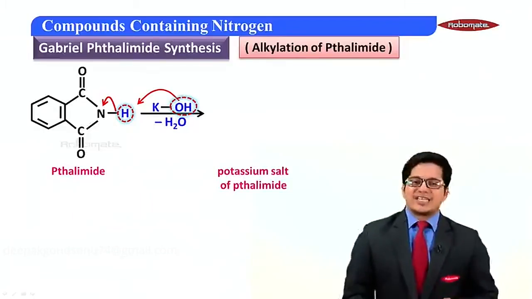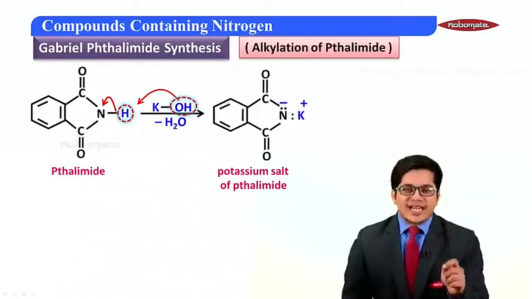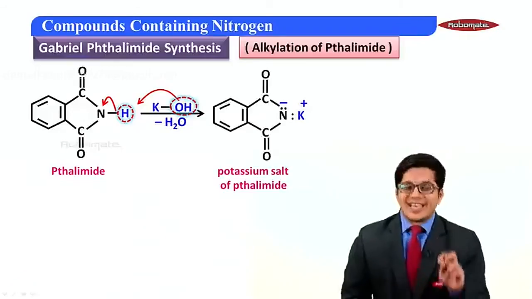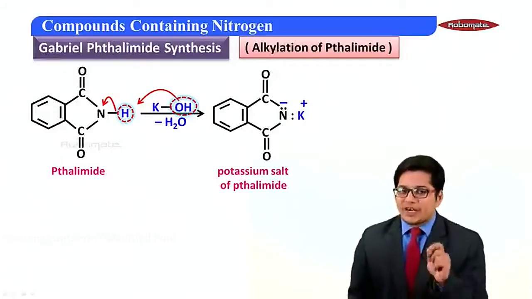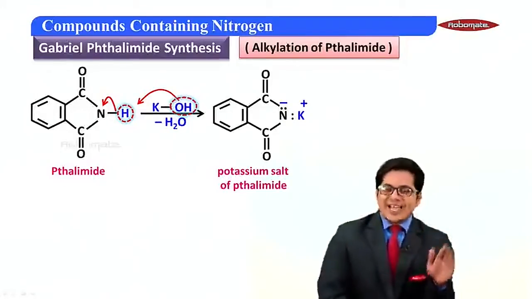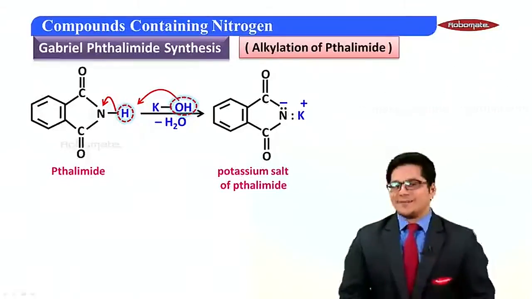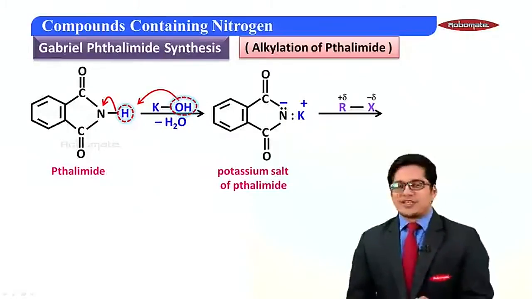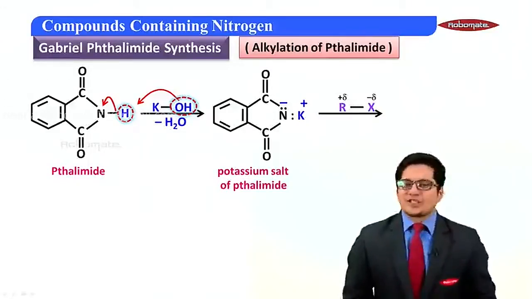Let's see that. Firstly, what you have is a benzene ring attached to two C=O groups, then nitrogen with a negative charge and potassium with a positive charge, and thus we would call this entire salt the potassium salt of phthalimide. Now further, if this potassium salt of phthalimide is treated with RX, let's see what we get.